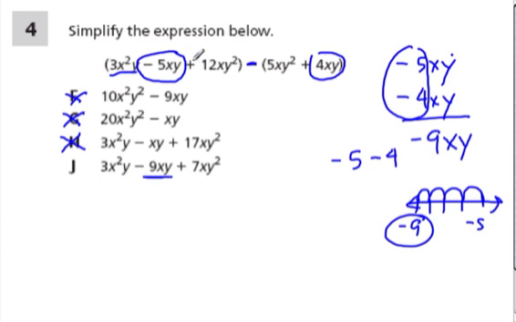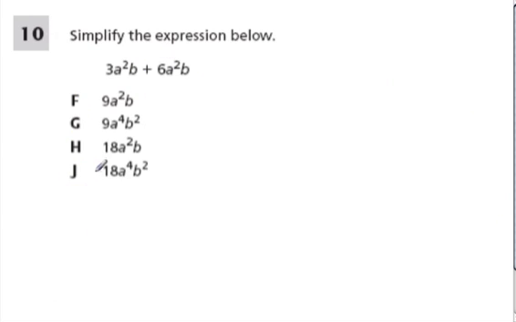And we can see that 12xy squared minus 5xy squared, those are like terms, right? The xy squared is the same in both. So we can just think of 12 minus 5, which is 7. And that's 7xy squared. So I would choose answer J.